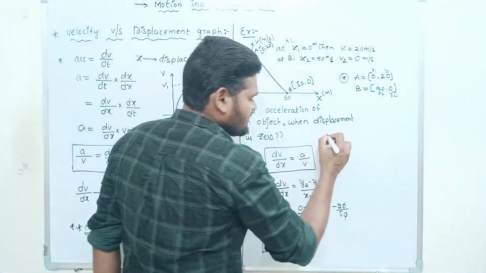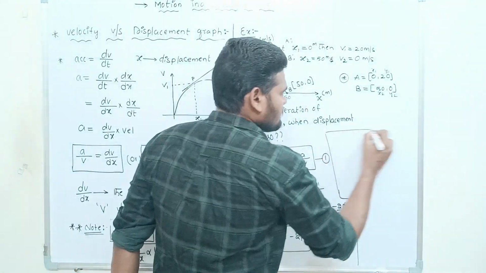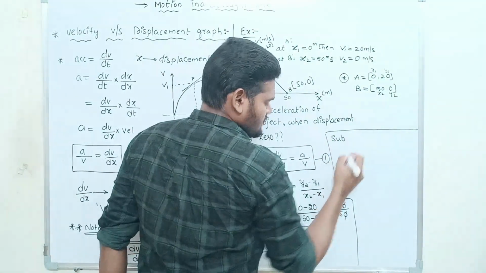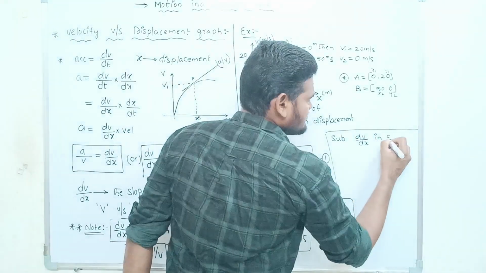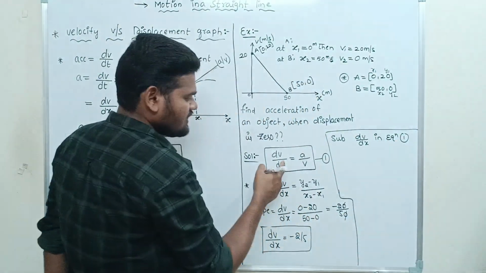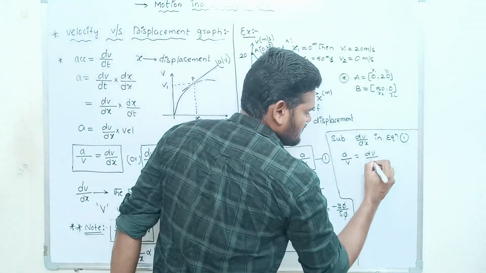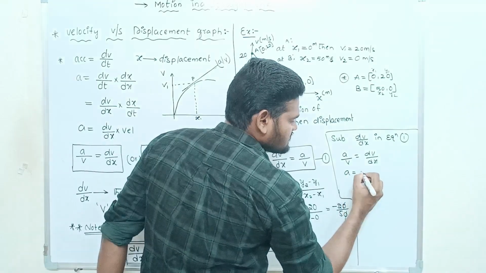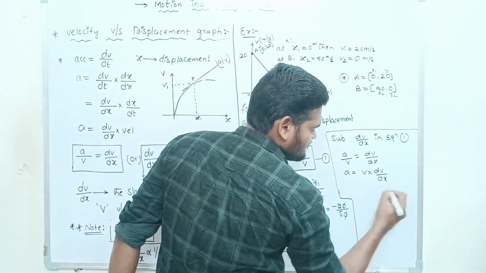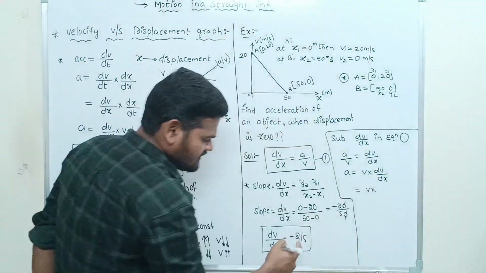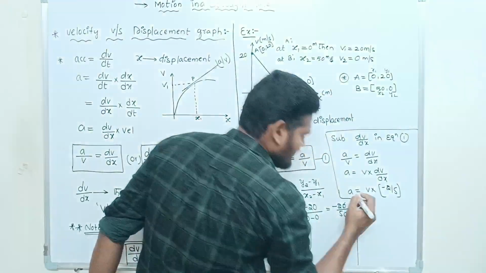Now we have to find the acceleration. Let us say this is equation number 1. Substitute dv by dx in equation 1. Have a look. What is equation 1? We have a by v is equal to dv by dx. So a is equal to, if we take v to that side, v into dv by dx. So this is equal to v into minus 2 by 5. This is the value of acceleration.